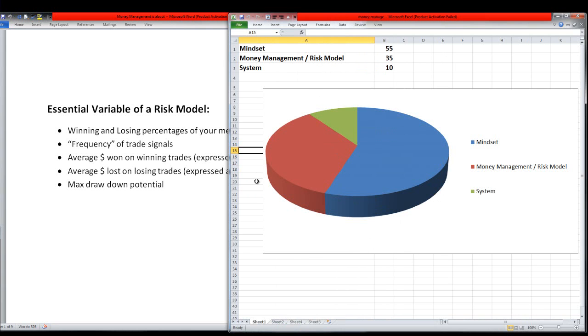Now, what tends to happen is we tend to focus on the systems or the entries, but once you really start to break it down, you realize that entries, although important, are a very small piece of the pie, so to speak. What needs to happen is there needs to be an entire risk model or money management system that wraps around the entry or the trades that you do take. And as this pie suggests, creating risk models is three to four times more important.